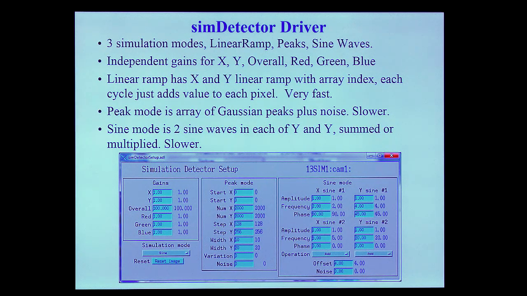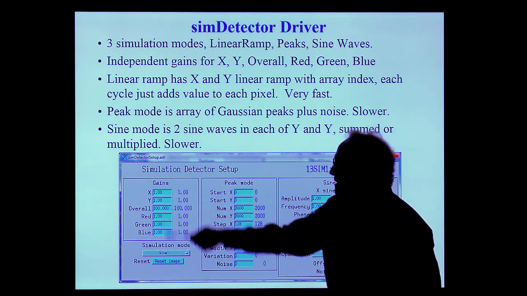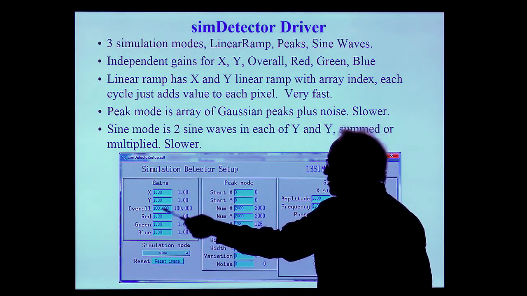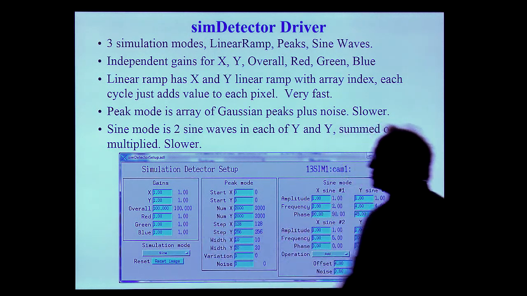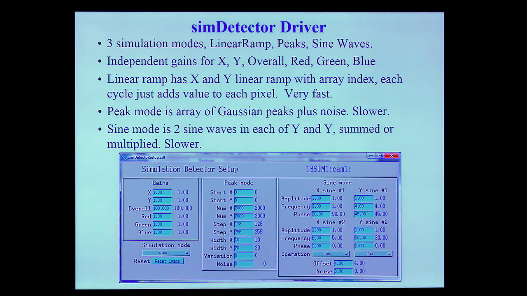This is the more detailed screen on the simulation detector. So it's got 3 different modes. It's got a mode where it produces a linear ramp. It's got a mode where it produces an array of Gaussian peaks, and a mode where it produces a number of 2-dimensional sine waves. And it has independent gains for the x, y dimensions, and overall gain, and then gains for each of the individual red, green, and blue colors, which is useful for changing the color in a simulation detector.